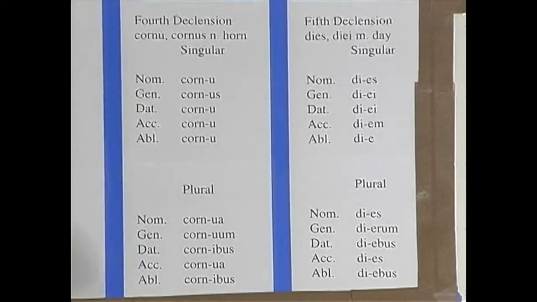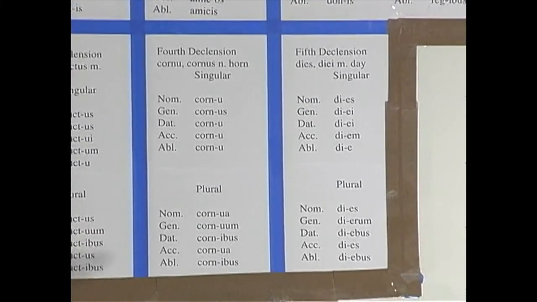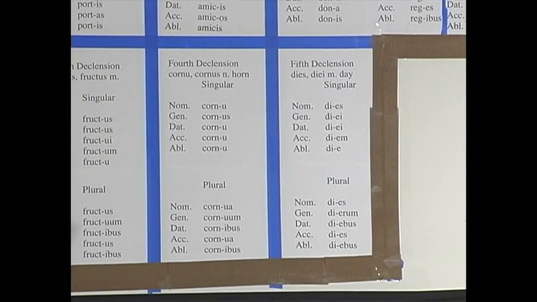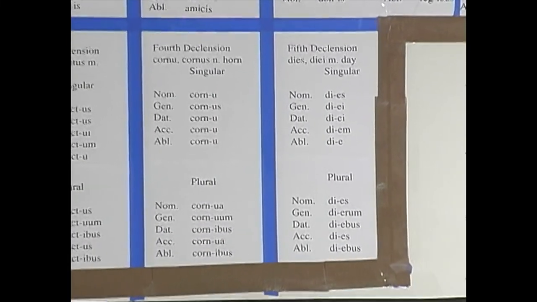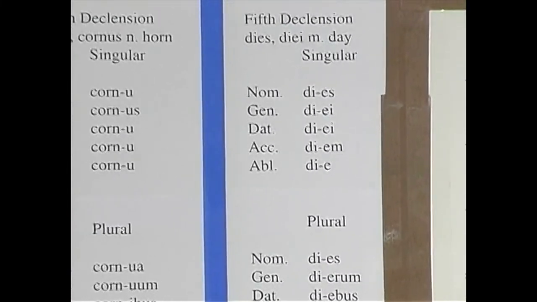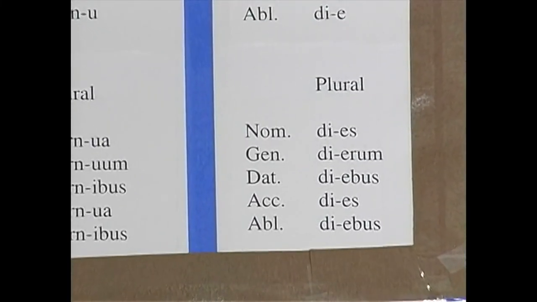The endings, if you simply want to learn the fifth declension endings, which is how I do it, the endings are es, ei, ei, em, e; es, erum, ebus, es, ebus.